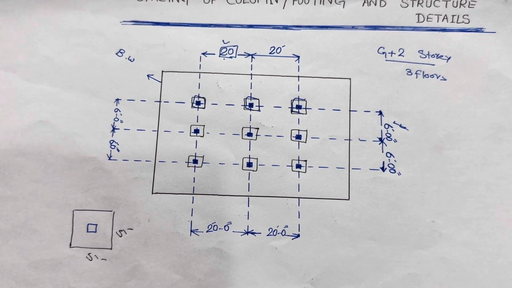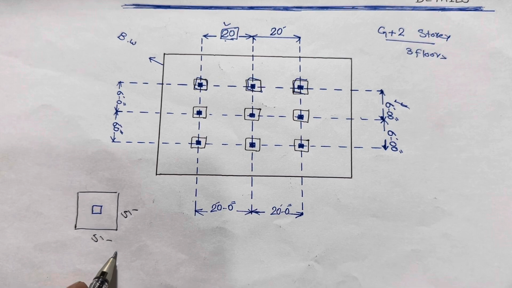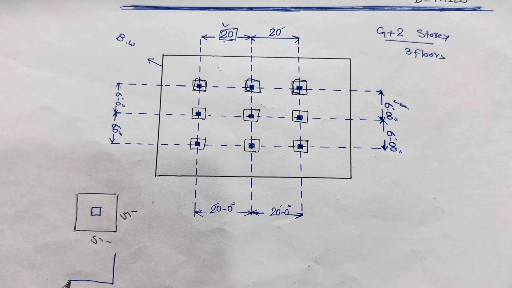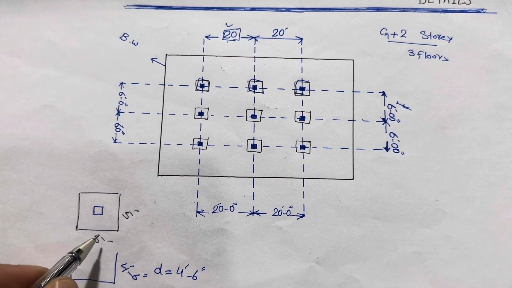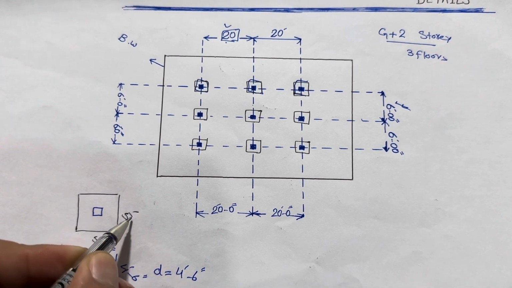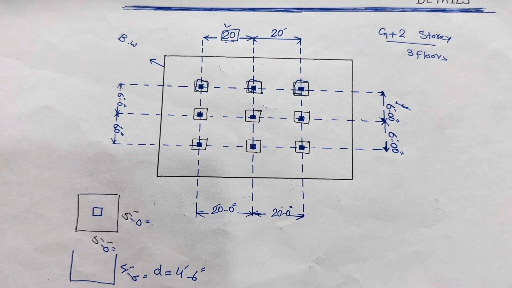What should be the depth of this footing? The depth of the footing should not be less than 4.5 feet, 4 feet and 6 inches. This is its depth, 4 feet and 6 inches. And this is 5 feet 0 inches by 5 feet 0 inches.